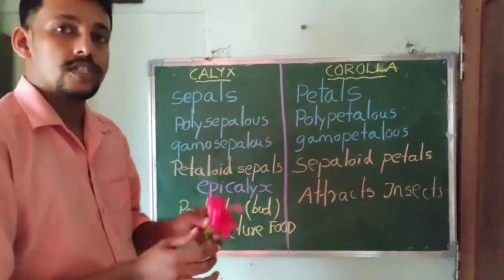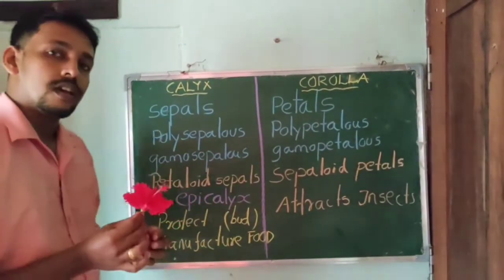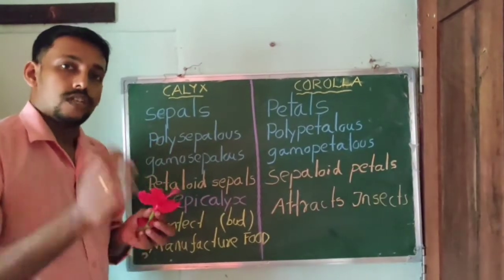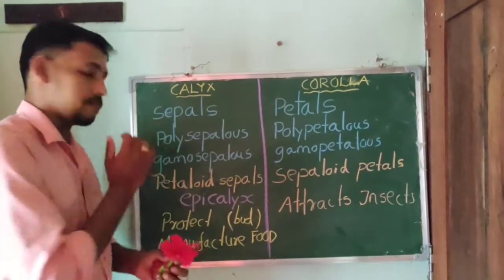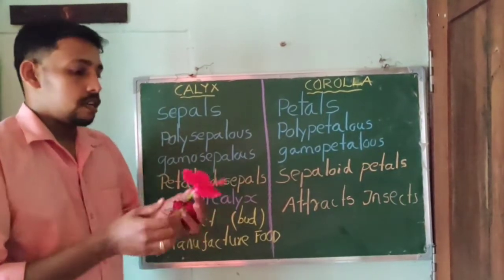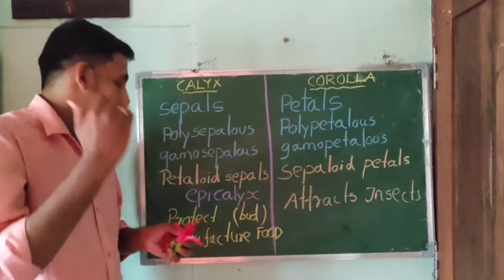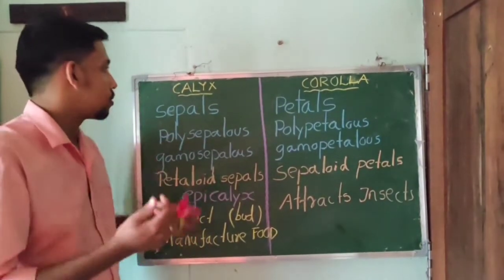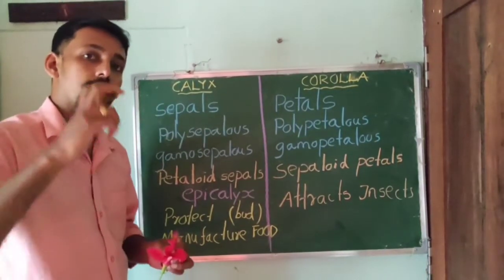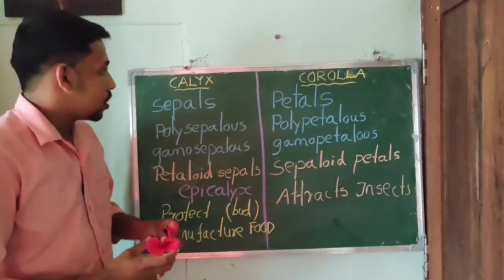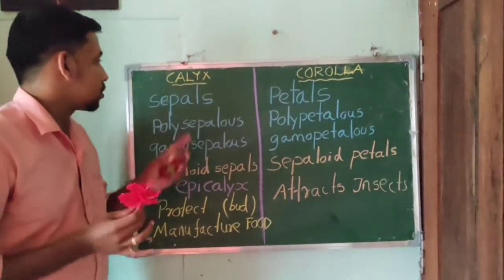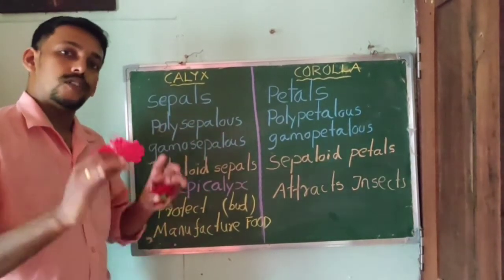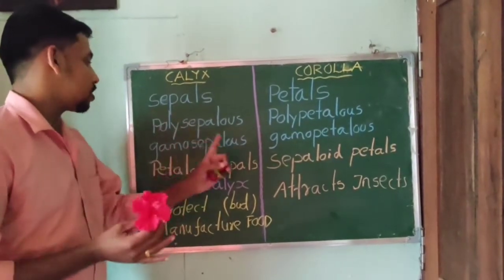Then what is the function of the calyx? It protects the flower in the bud stage. And since it is usually green in color, it can manufacture food for the plant. So these are the two functions of the calyx. It is the outermost whorl of a flower, and its individual units are known as sepals. The sepals may be free, known as polysepalous, or fused, known as gamosepalous.